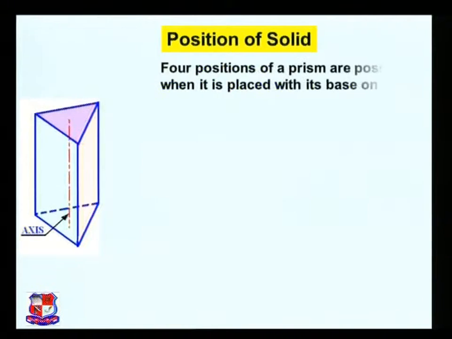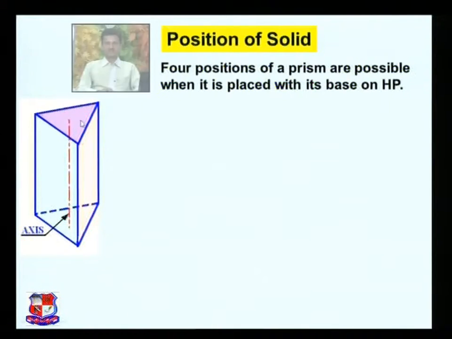Now second, four positions of a prism are possible when it is placed with its base on HP. This is a triangular prism. Two triangles are joined with the slant edges as shown here. It has three rectangular faces and two triangular faces. This is the upper triangular face and this is the lower triangular face. Now the four positions are like this.